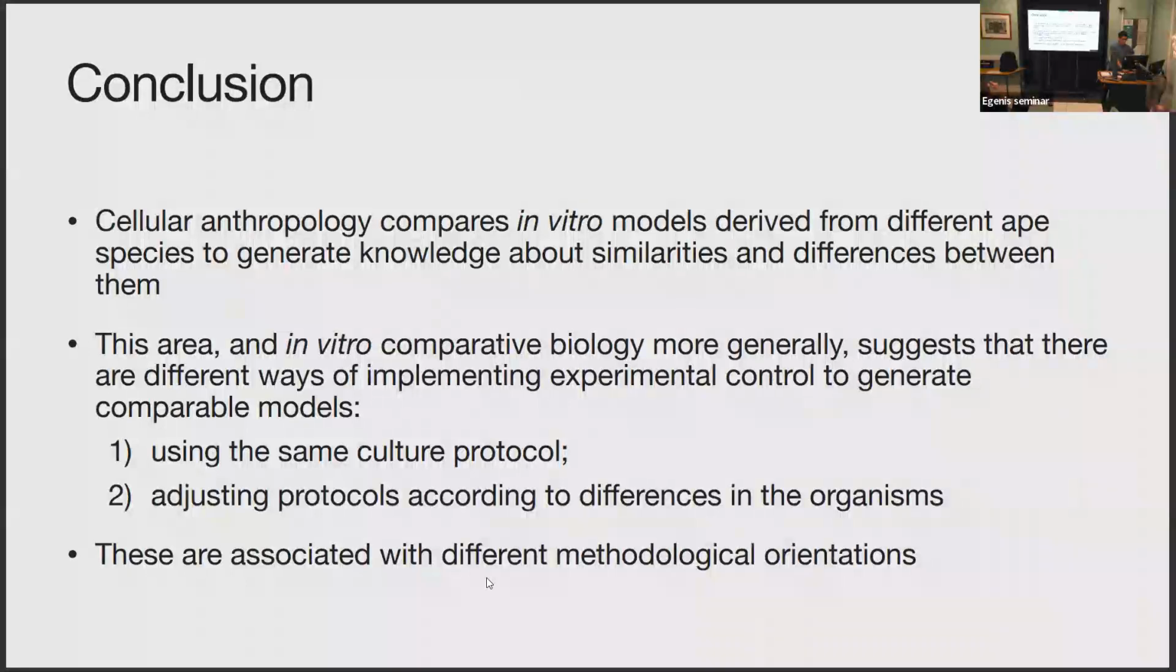Okay, so the conclusion is just repeating main points. Cellular anthropology compares in vitro models derived from different ape species to generate knowledge about similarities and differences between them. This area, and in vitro comparative biology more generally, suggests that there are different ways of implementing experimental control to generate comparable models, namely using the same culture protocol or adjusting protocols according to differences in the organisms. And these are associated with different methodological orientations.